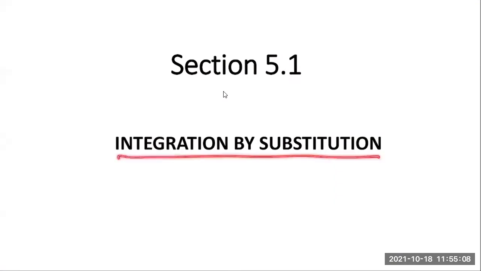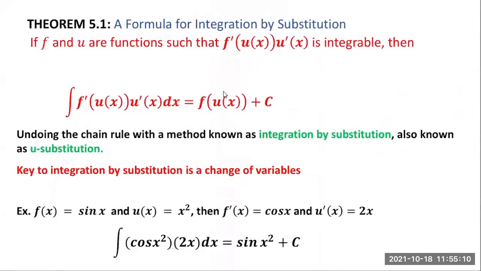5.1, integration by substitution. I want to start with this theorem, a formula for integration by substitution. Okay, here is what the theorem tells us. If f and u are functions such that f prime of u of x times u prime of x is integrable, then the integration of this particular function, f prime of u of x times u prime of x, is equal to f of u of x plus c.